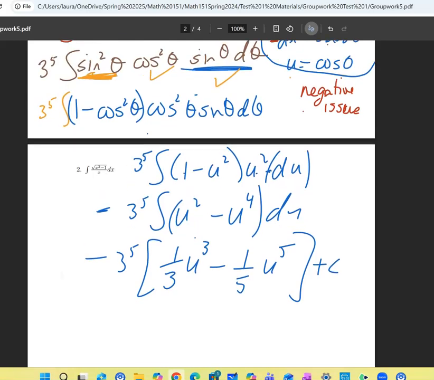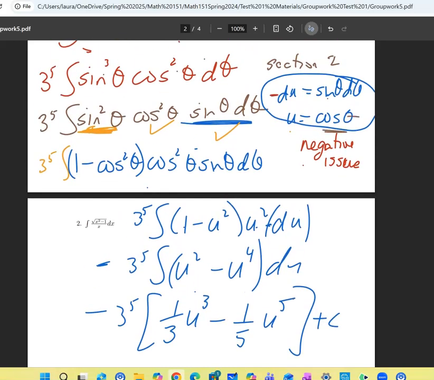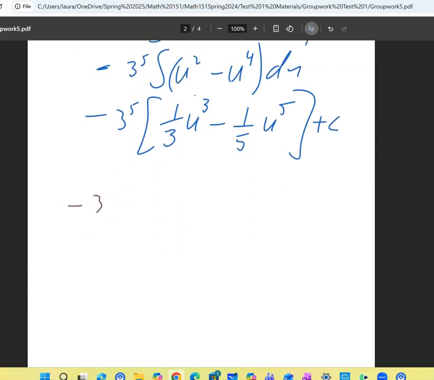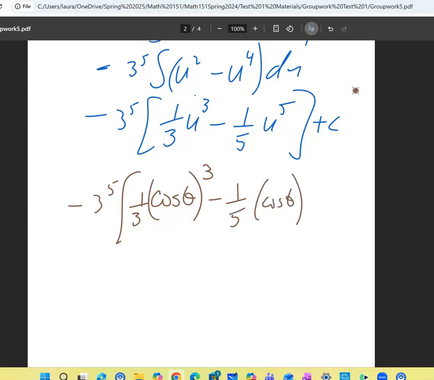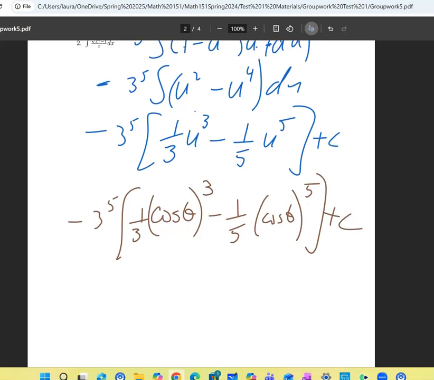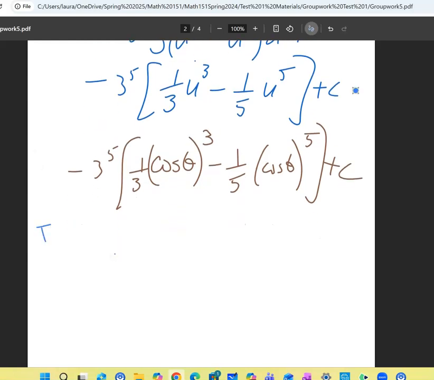So what was the u equal again? Oh yeah, the u was cosine of theta. So negative 3 to the 5th, 1/3 cosine of theta, all cubed, minus 1/5 cosine of theta all to the 5th plus c. So now we're not quite done because we're not back to x's. So now it's triangle time.